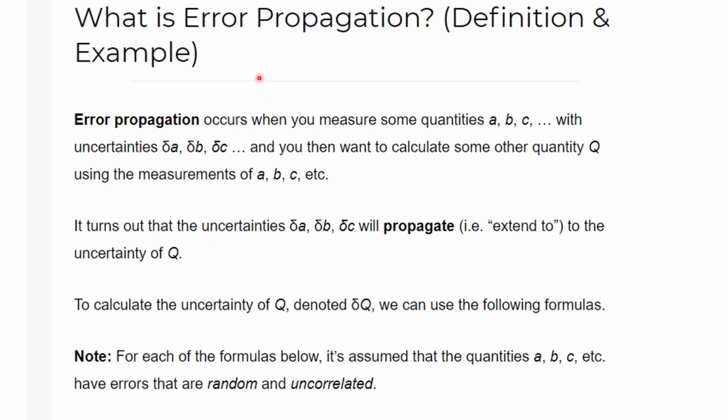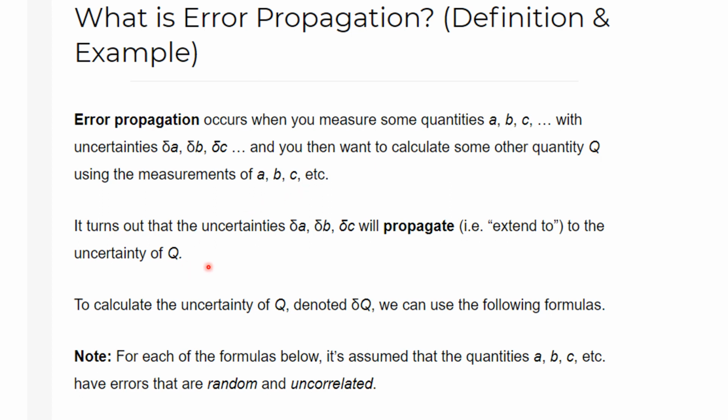Our next topic is going to be called error propagation. Error propagation occurs when you measure some quantities A, B, C, and so on, but you have uncertainties that are delta A, delta B, delta C, and so on. And you want to calculate some other quantity with a formula using the measurements of A, B, and C.